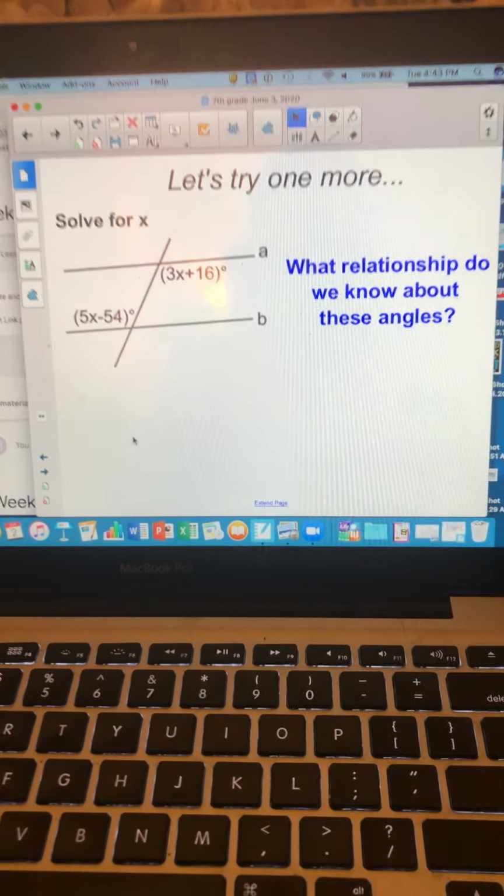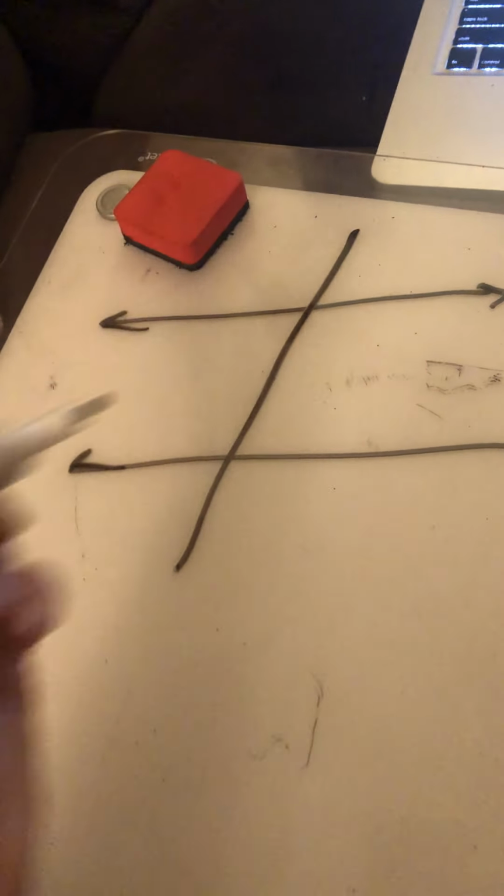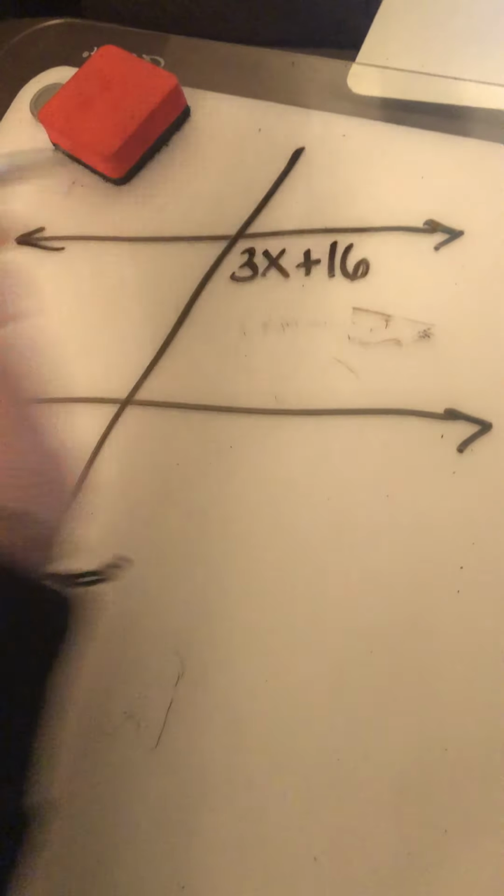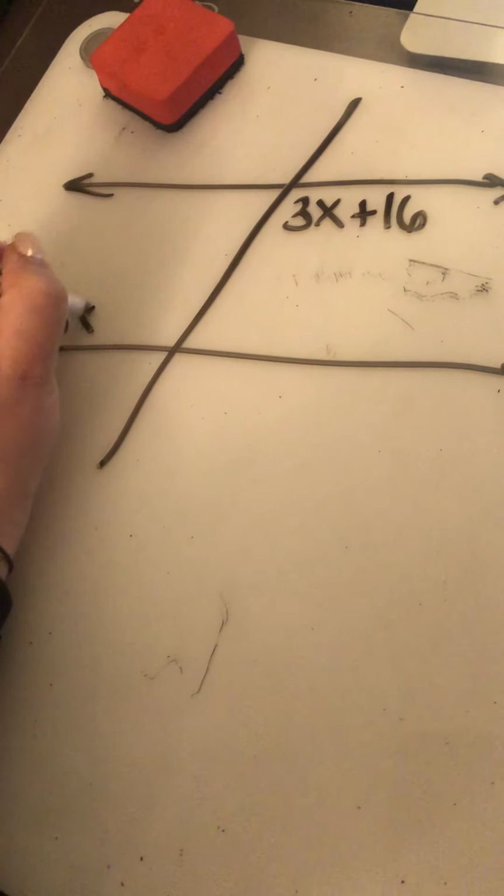Okay, last one I'll go through with you and then I'll send you off on your way. So we are given parallel lines cut by a transversal. We are given this angle here, and we are given this angle here.